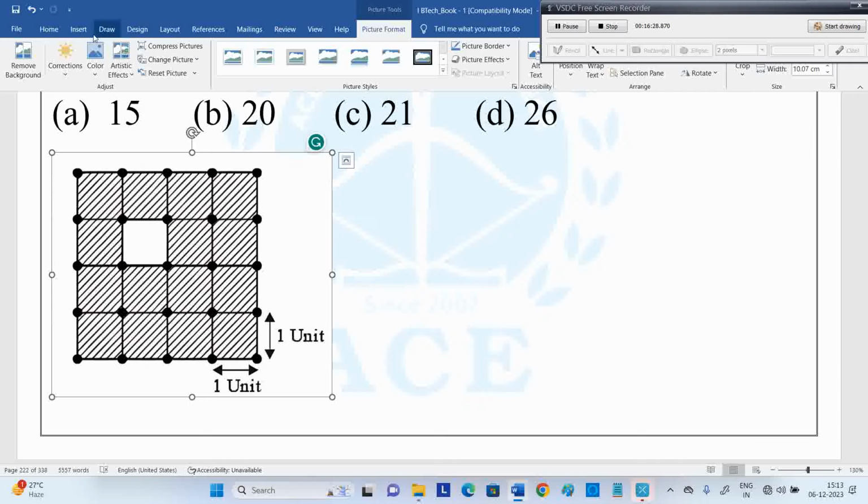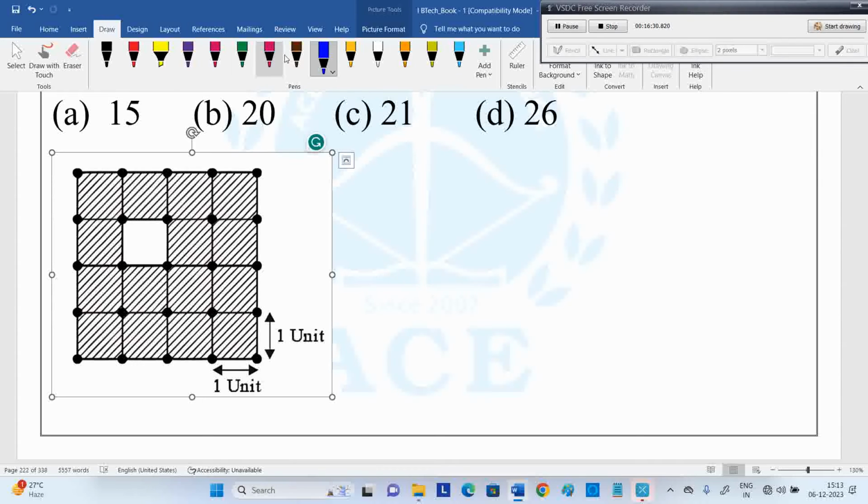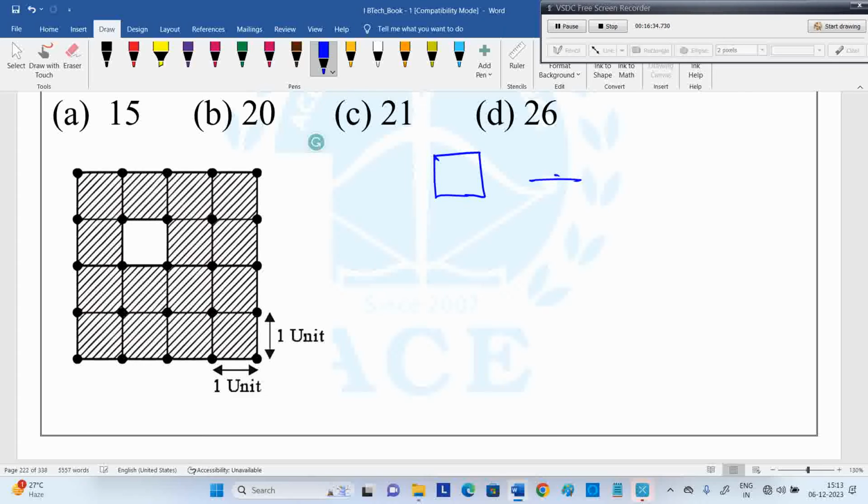Now see, individually how much? Individually, one box like that, 15. 4 into 4, 16. One box left over, 15. I hope you have that clarity, right? In the single boxes, 15. Then I want the 2 rows, 2 columns combination.